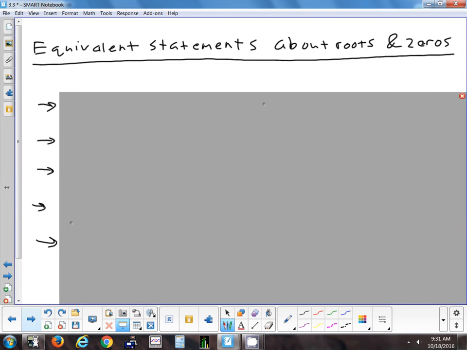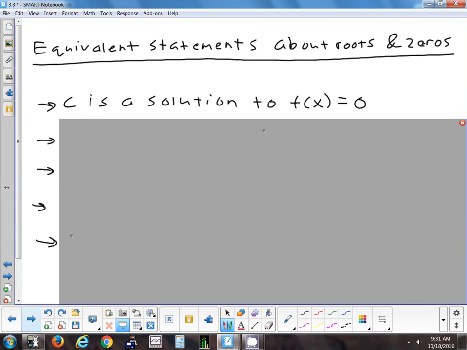All right, so we've been saying a lot of different things about if something is a root, if something's a factor, all that stuff. I'm just going to summarize everything in this list and show you that they're all the same. Suppose you have a number that is a solution to the equation f of x equals 0. That means you have found a number that when you plug it into your function, it comes out to 0.